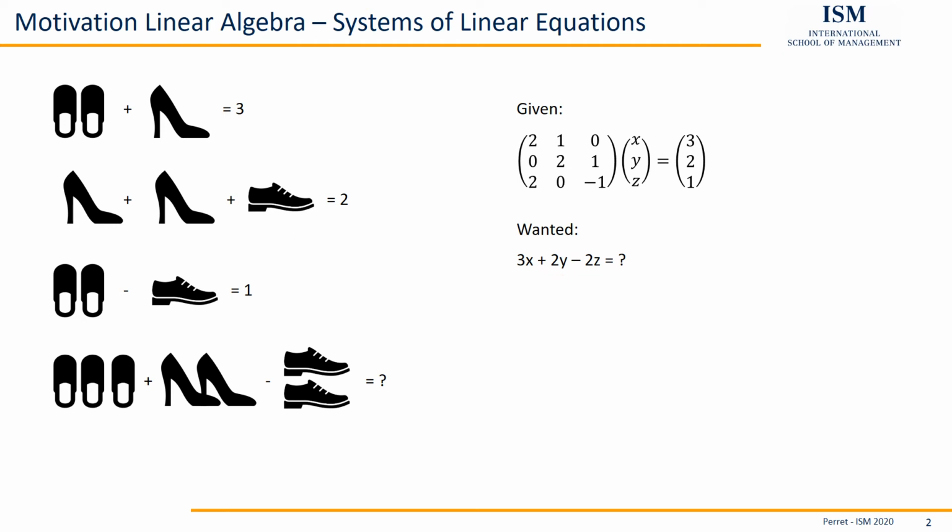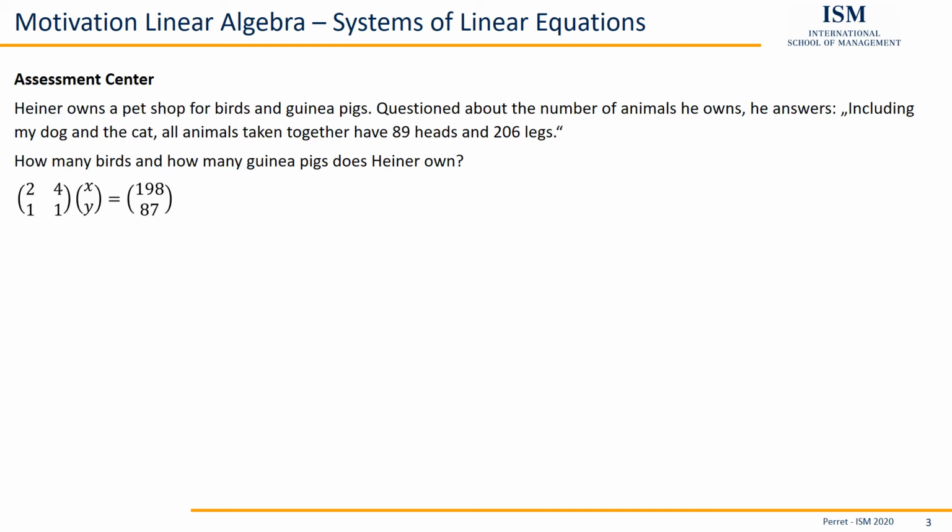And if we can use them with these graphical riddles, we can also use them in some kind of text riddles. That's something like this. Heiner owns a pet shop for birds and guinea pigs. Questioned about the number of animals he owns, he answers, including my dog and the cat, all animals taken together have 89 heads and 206 legs. The question then might be, how many birds and how many guinea pigs does Heiner own?